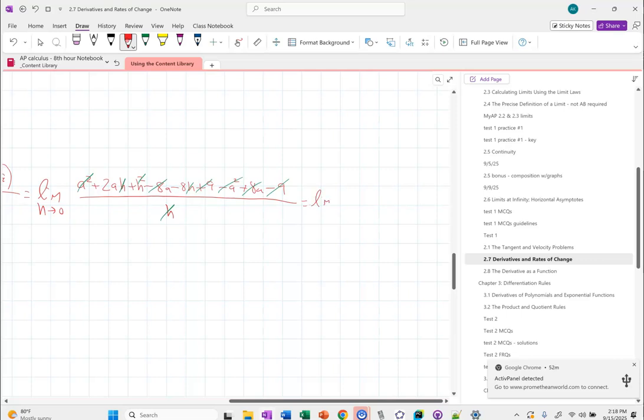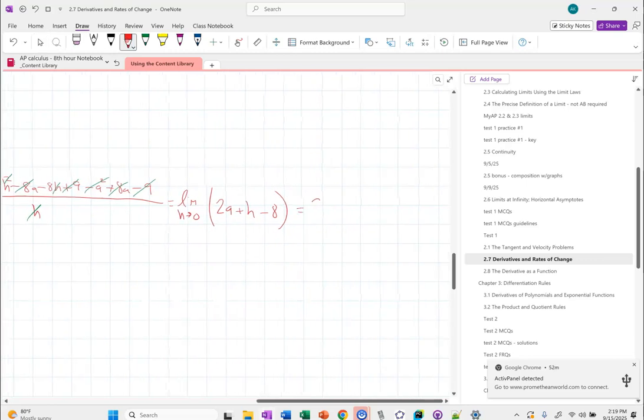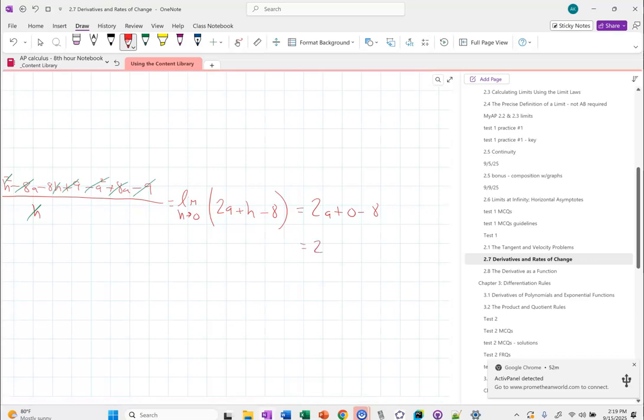So I have the limit as h goes to 0 of 2a plus h minus 8. And if I direct substitute, I have 2a minus 8.